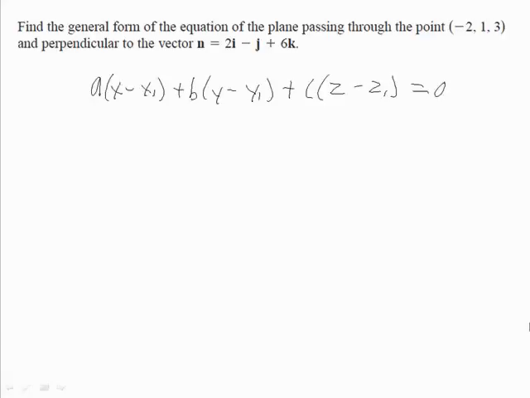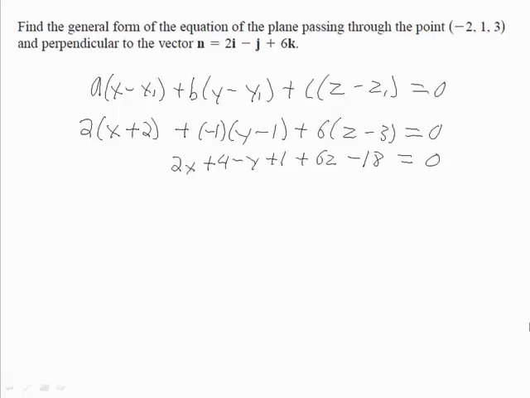Substitute the corresponding values for a, b, c, and x sub 1, y sub 1, and z sub 1. Expand the left side of the equation to get 2x plus 4 minus y plus 1 plus 6z minus 18 is equal to 0. Simplify the left side of the equation to get 2x minus y plus 6z minus 13 is equal to 0.